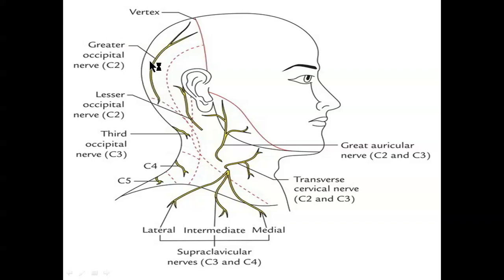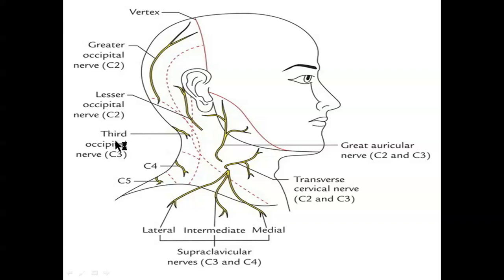So greater occipital nerve is also from C2. Lesser occipital nerve is also from C2. But remember, greater occipital nerve is for the back of the head, back of the neck, whereas lesser occipital nerve is for, as already mentioned, part of the side of the neck. Then we have the third occipital nerve. Third occipital, easy to remember.